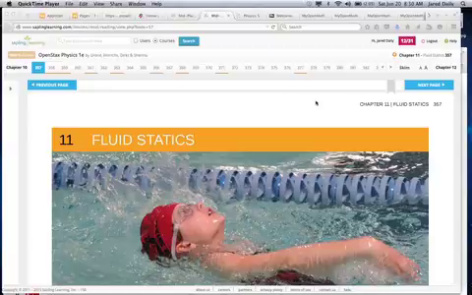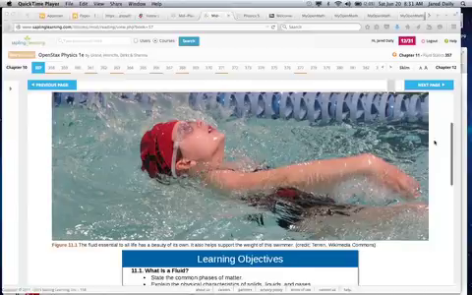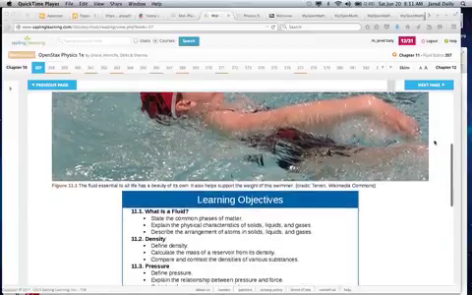But we're doing chapter 11 today, which is fluid statics. Great picture of a swimmer here. Swimming was my sport in high school, so I'm particularly fond of the sport. And of course, it's done in fluids. Not many sports that are done in fluids.